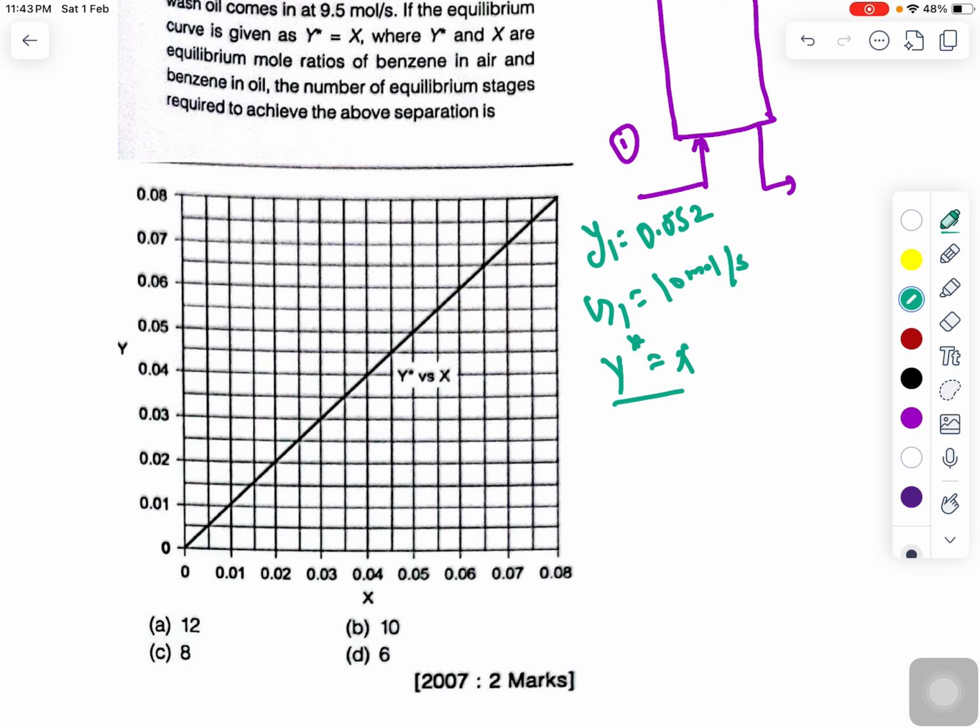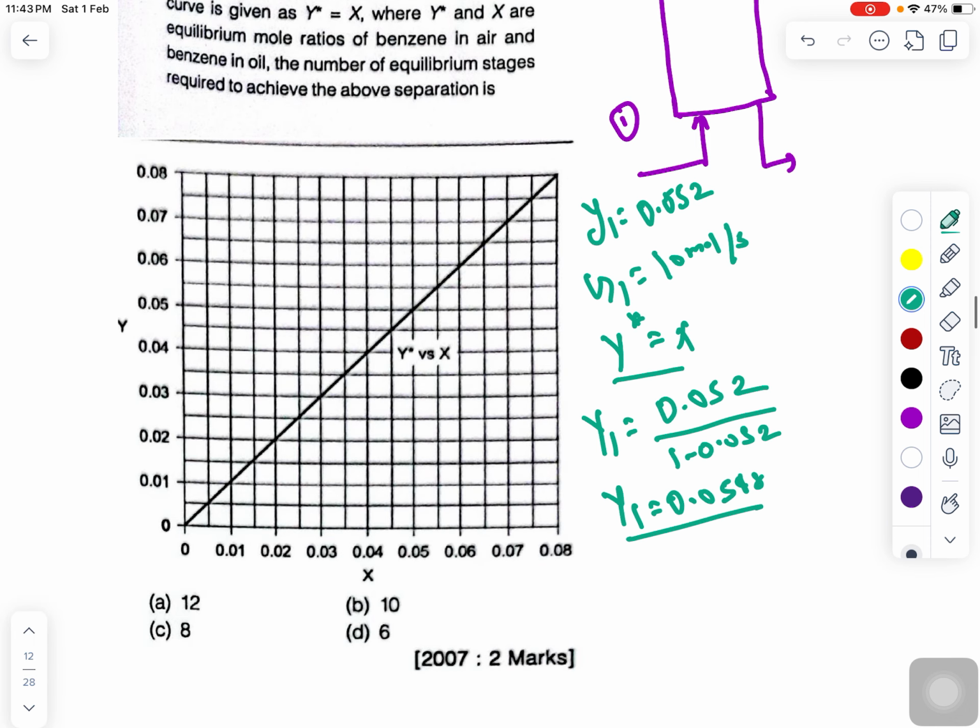So it's fine. So first you'll calculate the capital Y1. So what is capital Y1? That is 0.052 divided by 1 minus 0.052. That is the mole ratio. So data has been given in terms of mole fraction, and you are supposed to calculate in mole ratio, solute free basis, right? So capital Y1 you will be getting 0.0548, right? Now capital Y2 will be equal to 0.005 divided by 1 minus 0.005.